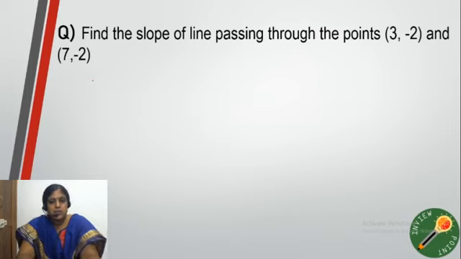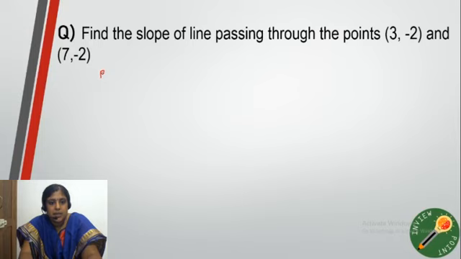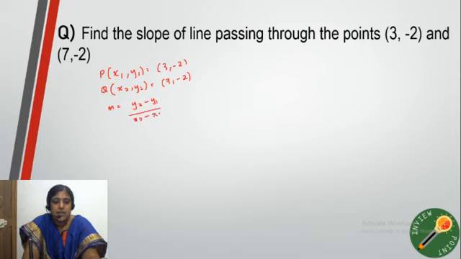Okay, students. So did you get the answer? Okay, let me solve the problem. See here, let the first point be P (x1, y1) equal to (3, -2), and the second point Q (x2, y2) equal to (7, -2). Right. So what is the equation for slope? m is equal to (y2 minus y1) by (x2 minus x1).